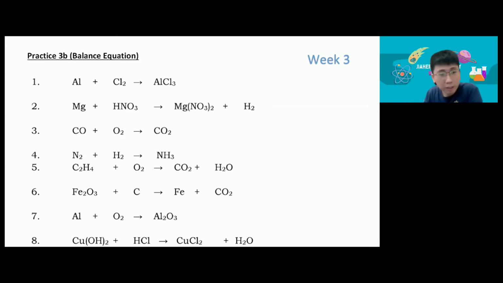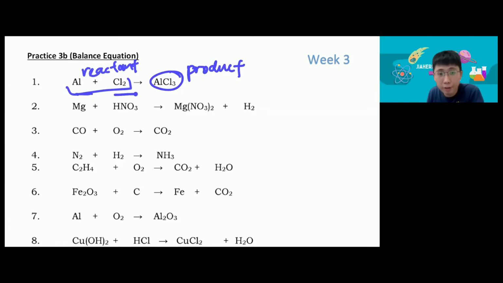So for number 1, the point of balancing equations is to always check the elements before the arrow and after the arrow. So let's say this is the arrow, and this is before the reaction. Normally I will call this the reactant, and this is known as the product. Because you have different reactants, after the reaction they produce some new product.